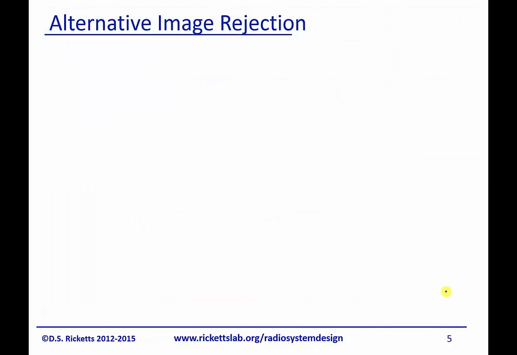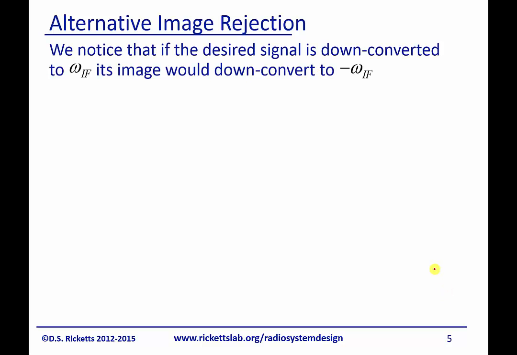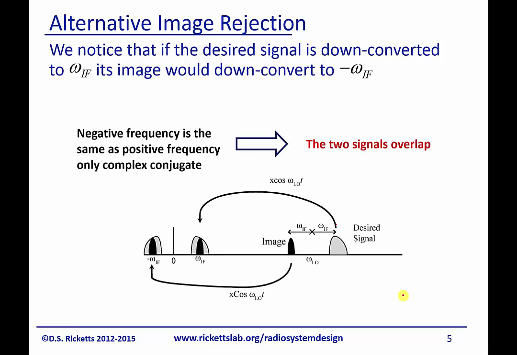Now, there's another way to remove the image instead of filtering. And what we do is we notice that if the desired signal is down converted to omega IF, its image is converted to minus omega IF. And what we notice here is this signal is down converted here and the image is converted here. But as we saw before, the problem is that there is an image that's converted and dumps on top of our signal. So we'd like to somehow remove this image if we could.